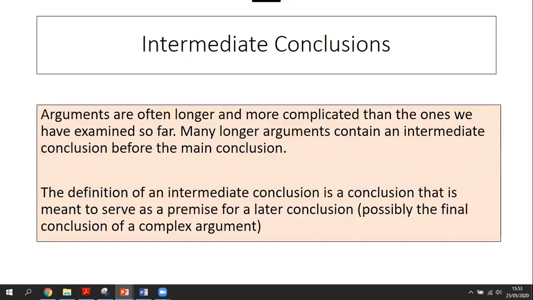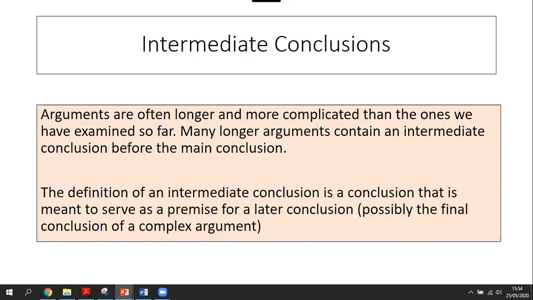So arguments are often longer and more complicated than the ones we've examined so far. Many longer arguments contain an intermediate conclusion before the main conclusion. Now, an intermediate conclusion is a conclusion which appears in the middle of an argument. So you've got the main conclusion, but you can look back and you can see that there is another conclusion in there, but it's there to serve as a support for the main conclusion. This is a bit wordy, but in practice, this should make a bit more sense.